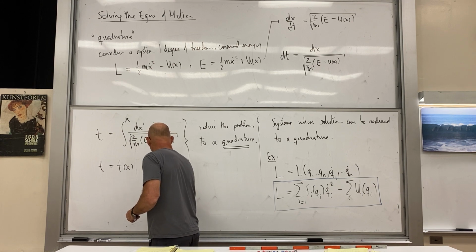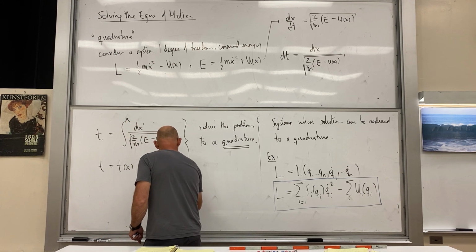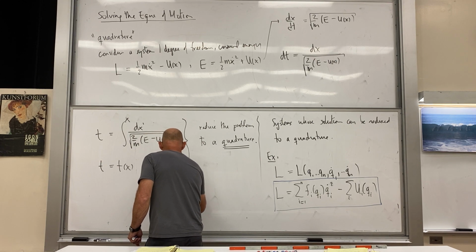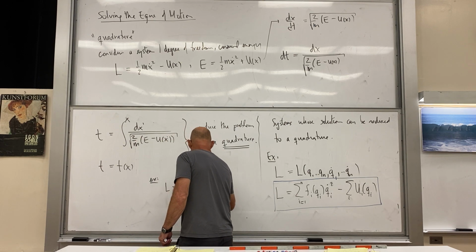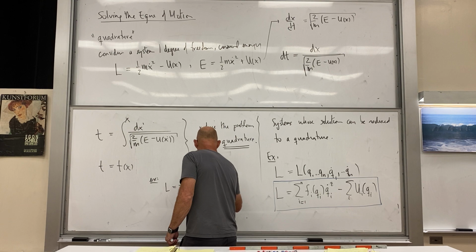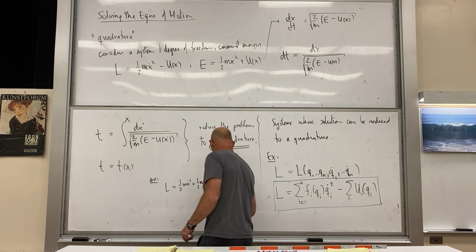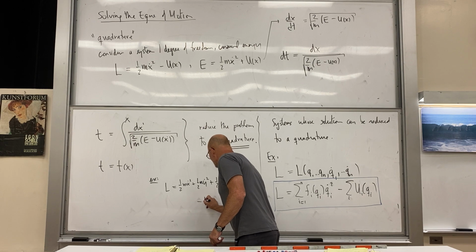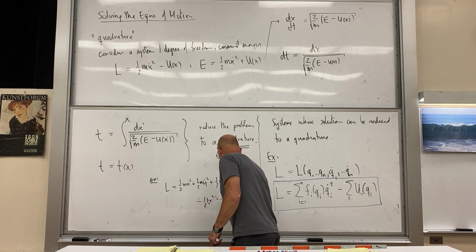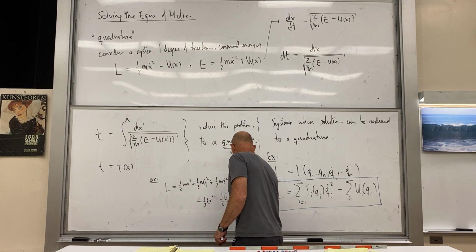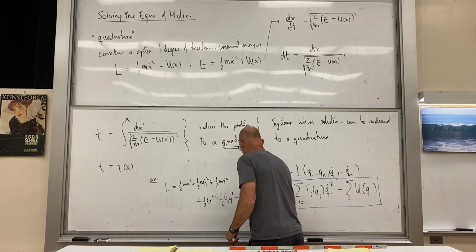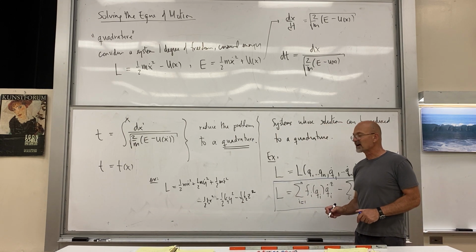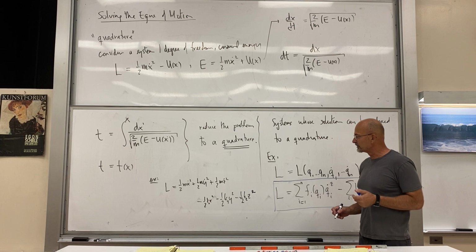So the example for what I have here, but a simpler example, L equals 1/2 m x dot squared plus 1/2 m y dot squared plus 1/2 m z dot squared minus 1/2 k sub x x squared minus 1/2 k sub y y squared minus 1/2 k sub z z squared. Okay. That would be like three independent harmonic oscillators. Okay, completely independent.